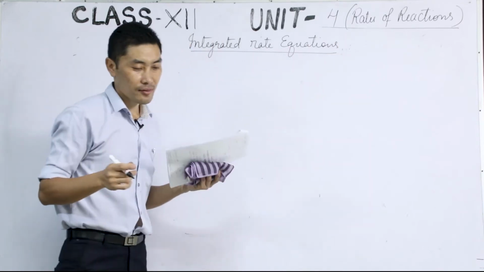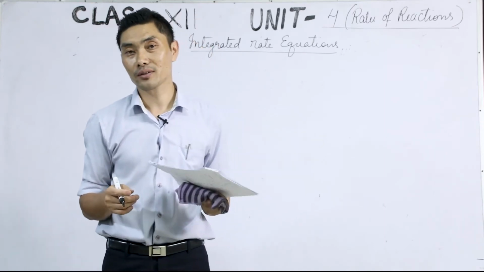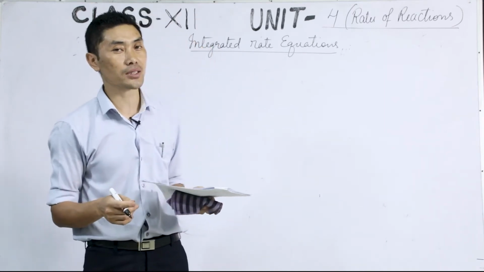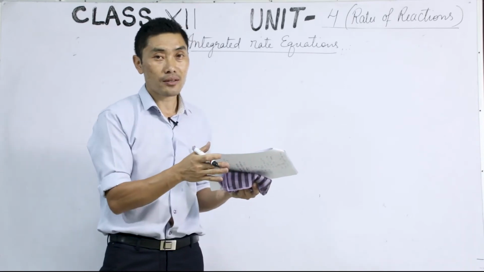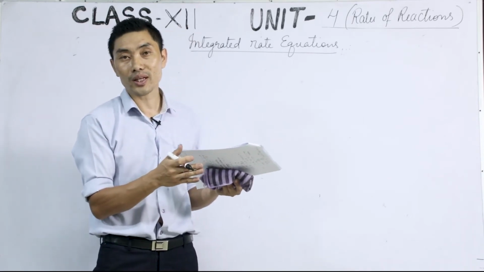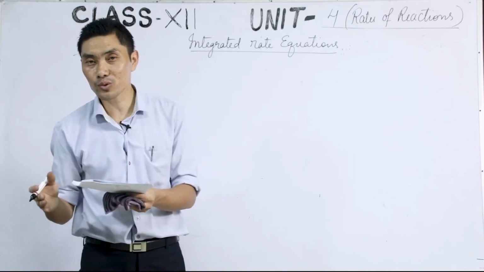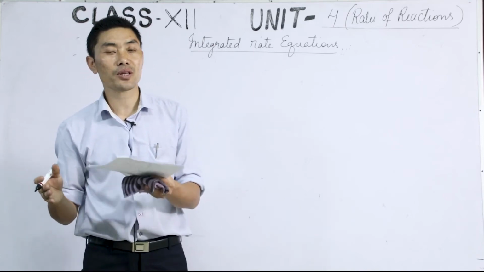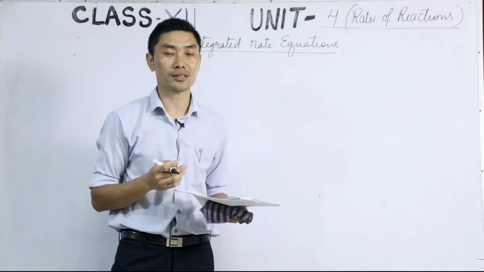Now, it is not always easy to calculate the instantaneous rate of a reaction. So, if we cannot calculate the instantaneous rate of the reaction, we will not be able to write the rate equation. And if we are not able to write the rate equation, we will not be able to calculate the order of the reaction.